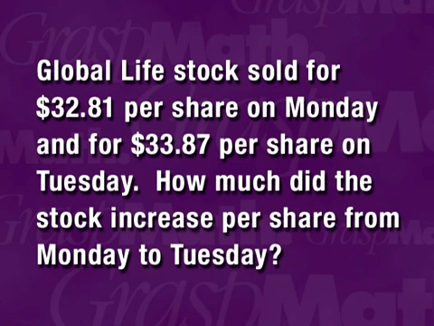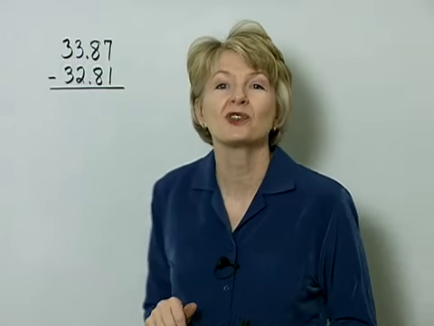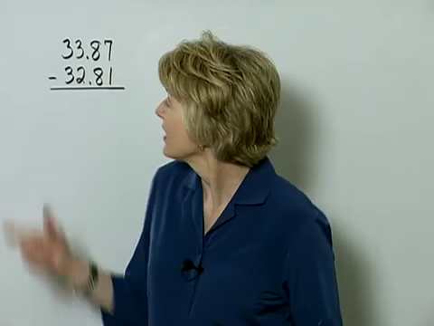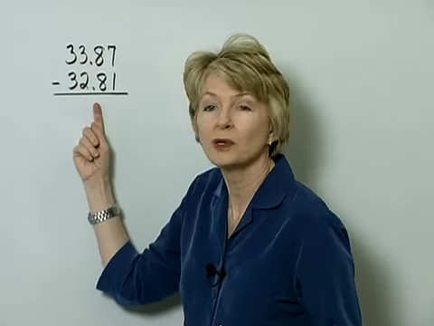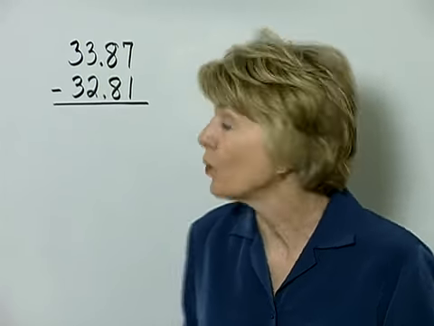And notice it did increase from $32.81 to $33.87. So to find how much there was of an increase, we will subtract these two numbers. So let's subtract these two stock prices, same stock, different days. How do we subtract decimal numbers? We line up decimal points as we've done here, and we subtract just as for whole numbers.